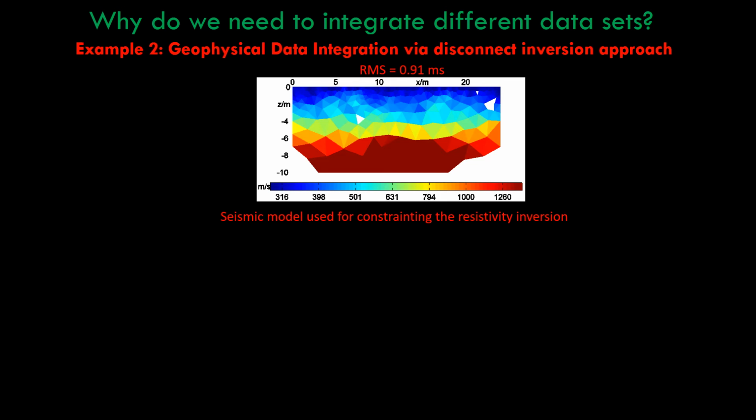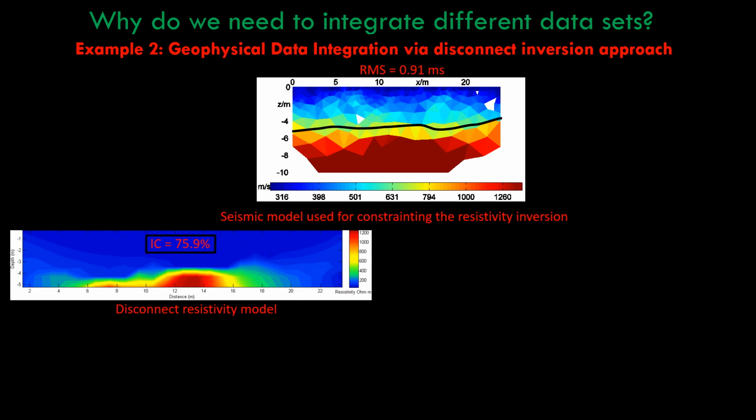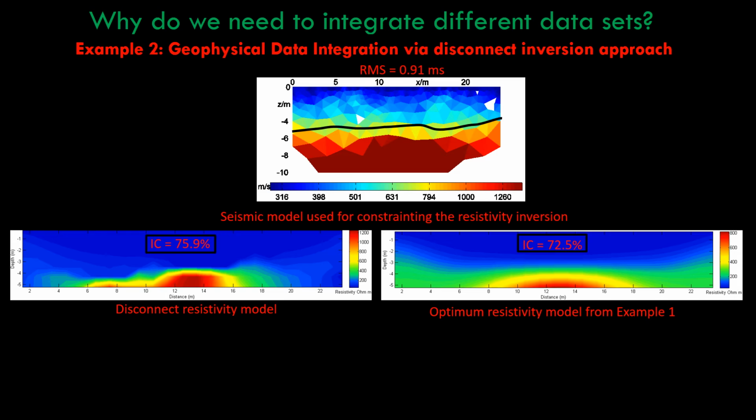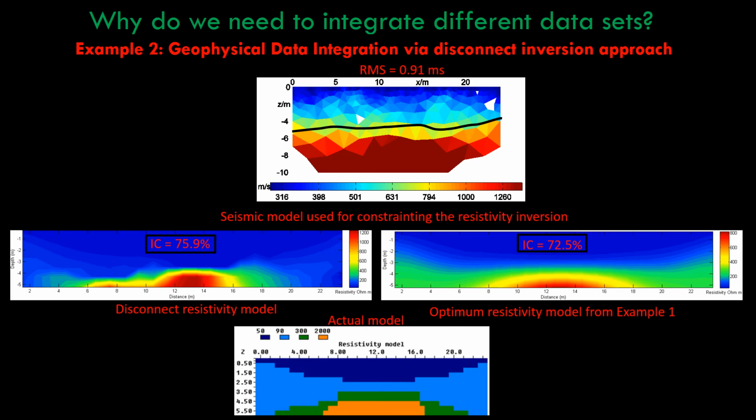In this example, we will use a seismic model to define the location of the disconnected boundary in the resistivity inversion. We will choose the 800 meter per second seismic velocity contour to define that disconnected boundary. The obtained model from the disconnect inversion has higher information content than the optimum model obtained from our previous example. Furthermore, it has a better resistivity structure and is more consistent with the actual resistivity model.